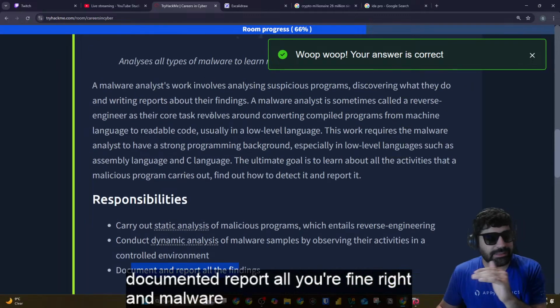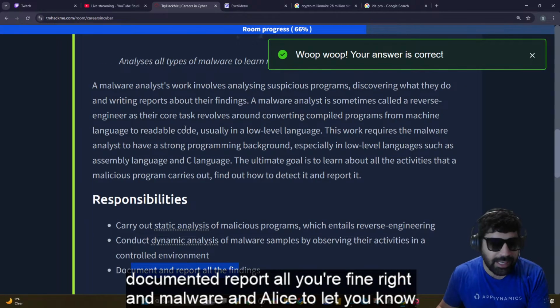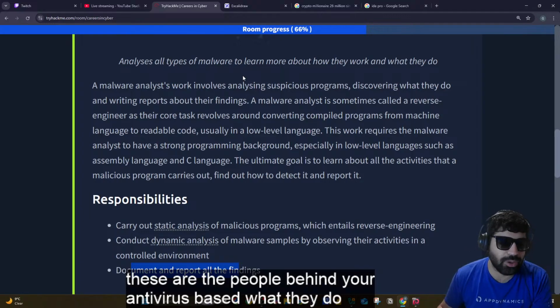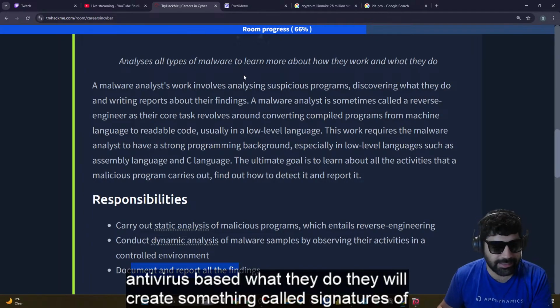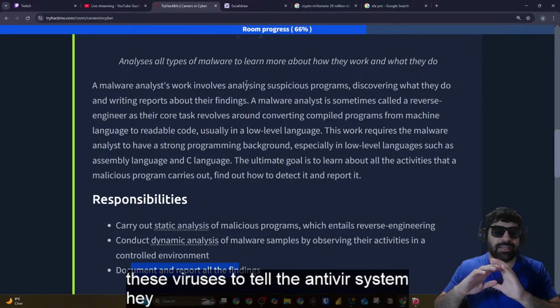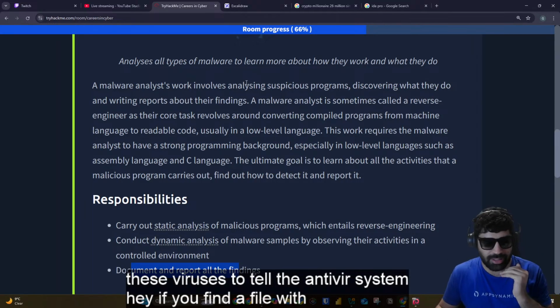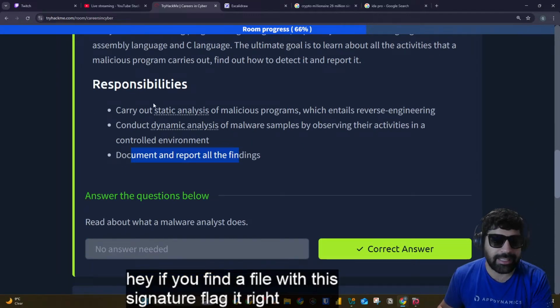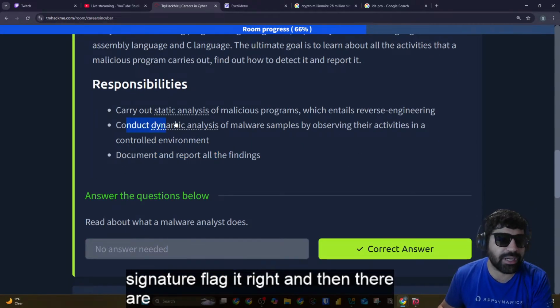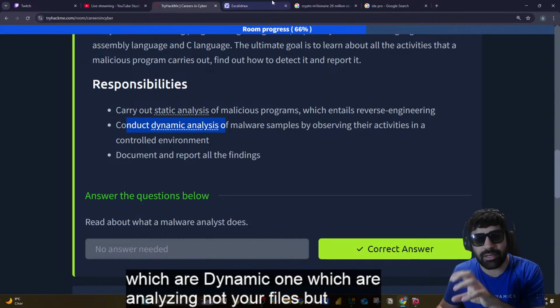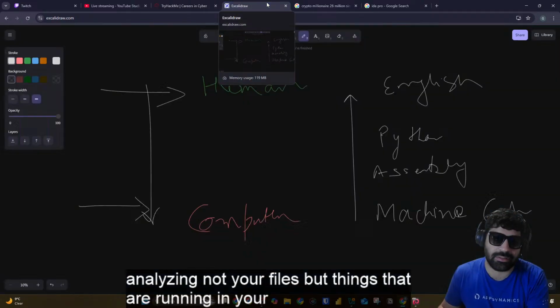And malware analysts, to let you know, are the people behind your antivirus. They create something called signatures of these viruses to tell the antivirus system, if you find a file with this signature, flag it. And then there are anti-malware systems, which are dynamic ones, which analyze not your files, but things that are running in your memory.